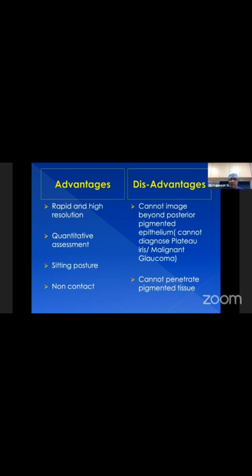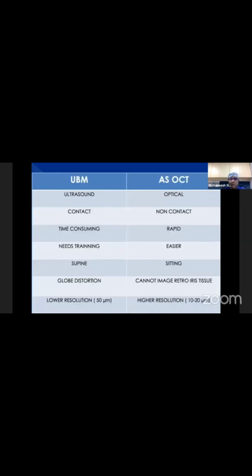The certain advantages of ASOCT over gonioscopy and UBM: one, it's very, very rapid. You can do it in the sitting position, and it's a non-contact procedure, so extremely comfortable for the patient. But as I've already mentioned, you cannot image beyond the posterior pigmented epithelium of the iris, so malignant glaucoma, plateau iris syndrome, or even a zonular assessment cannot be done with ASOCT.